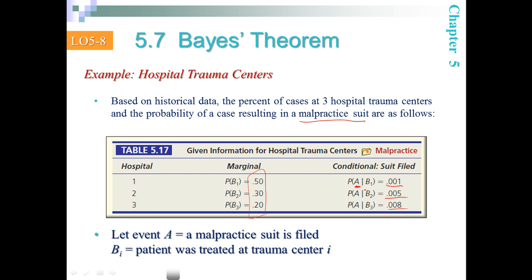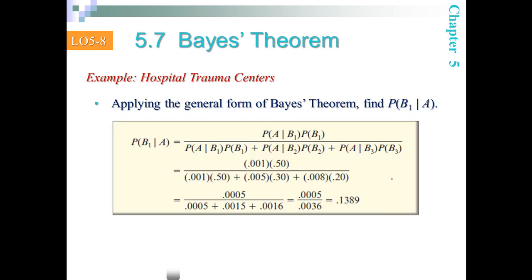And we've defined event A and the Bi's accordingly. So we're going to want to find the posterior probability of one of these hospitals given that there was a lawsuit. And to do that, we're going to take into account all the marginal probabilities and all these conditional probabilities. So sure enough, we're trying to find the posterior probability of someone being treated in hospital 1 in a trauma center given that they filed a lawsuit. So we can write that down.